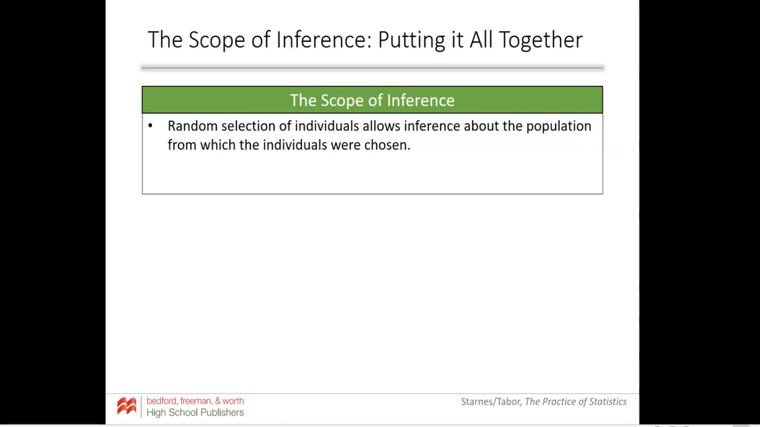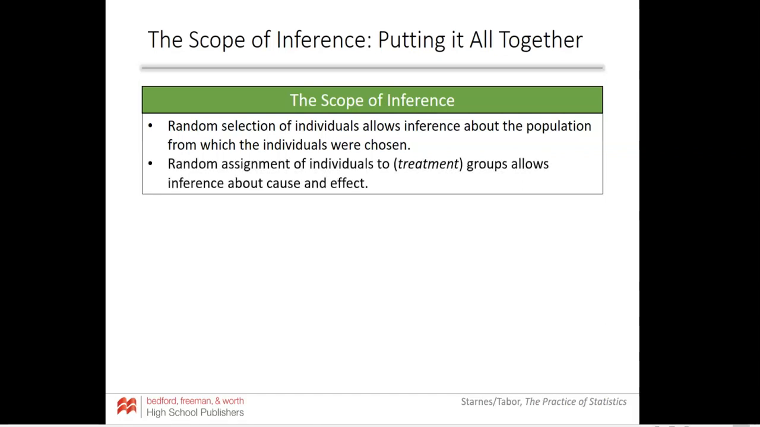So random selection of individuals allows for inference about the population. If you have randomly selected the people that are going to participate in the study, then you are allowed to make an inference about the population you chose them from. So if you're at St. Mary's and you randomly select students from St. Mary's, then we are allowed to make an inference about all of the students from St. Mary's if the students were randomly selected.